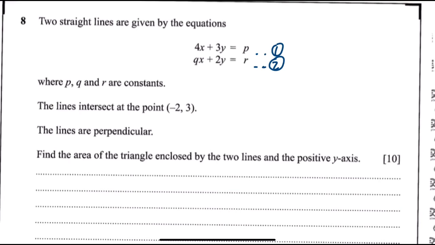Now it says 2 straight lines are given by these equations, where P, Q and R are constants. The lines intersect at this point. So this point satisfies both of these equations. It also tells you the lines are perpendicular. And then what you've got to do is find the area enclosed by the 2 lines and the positive x-axis. Right, first of all, we've got to find P, Q and R. So first thing I'm going to do is sub the point minus 2, 3 into equation 1.